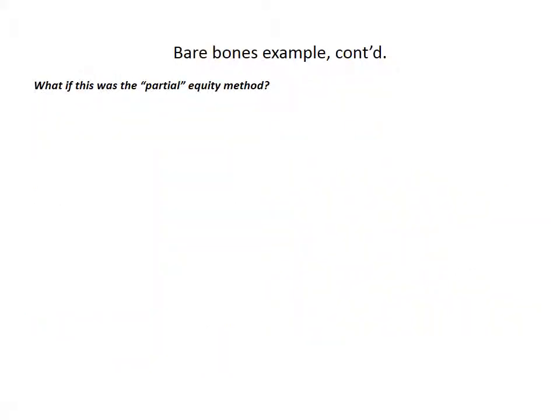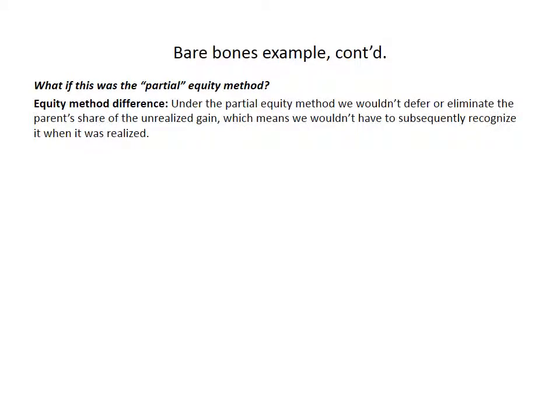Now, the example we just ran through was based on the full equity method. What happens if the partial equity method is used instead? And again, we've always got two sets of entries that we need to keep separate first off, and we need to keep track of. Under the equity method, where the parent is accounting for their investment in the subsidiary, under the partial equity method, we wouldn't defer or eliminate the parent's share of the unrealized gain. We essentially wouldn't worry about the fact that part of it was unrealized. And since we didn't defer it when it was unrealized, that means that we don't have to subsequently recognize it when it finally does get realized.